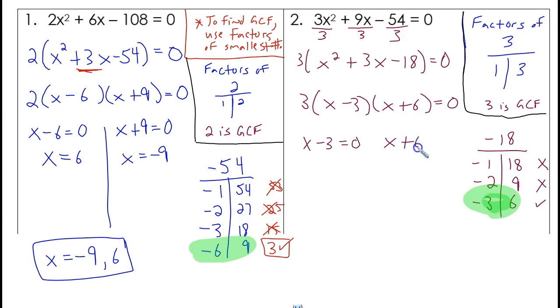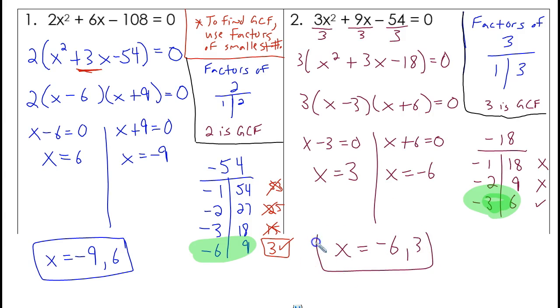Now that we have these, we use the zero product property. Set them equal to 0. Do that real quick. That gives us positive 3 and negative 6. I like to come off and list out my answers here. Circle them up or box them up. I could probably make that a little neater there. All right, well, that is it for today.